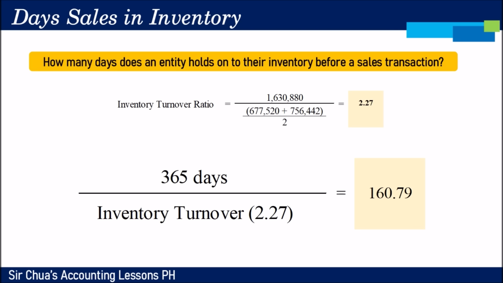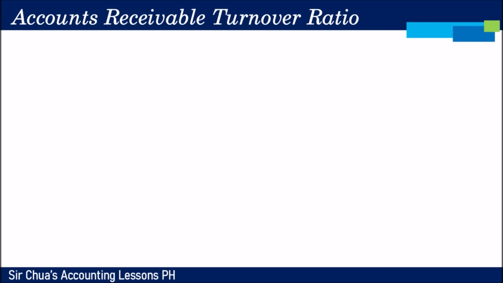But look at the day sales and inventory. Wala. Ang layo masyado. 160 days. That's so unfavorable for the company, okay? I hope that you are appreciating how we apply these numbers into interpretation, 'di ba? It's really a wonderful way for a company to decide properly for their operations, 'di ba? Okay, let's proceed with your accounts receivable turnover.